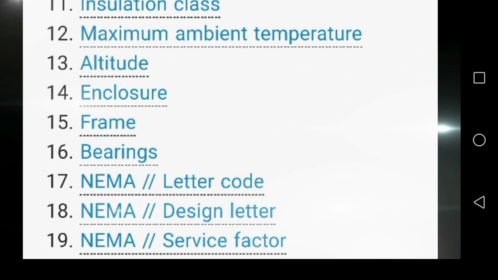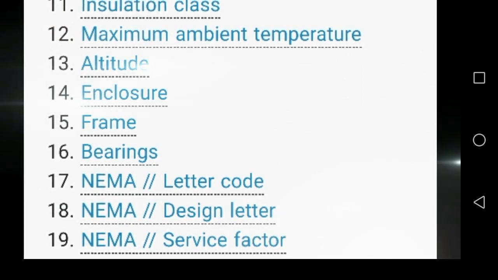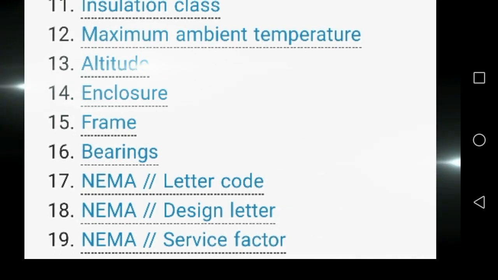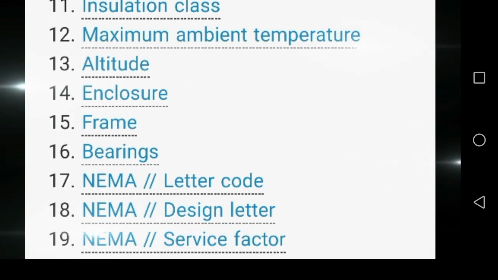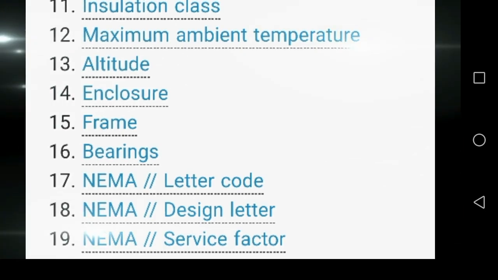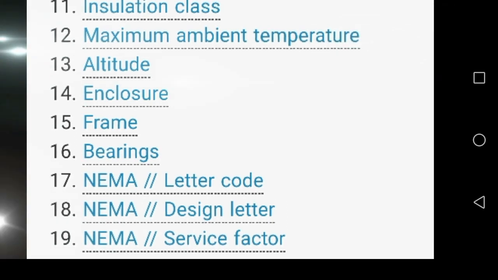Next is the enclosure. Enclosure gives the IP rating of the motor. Then frame, which normally gives the weight of the motor. And bearings, there are two types used, the non-driven bearing and the driven bearing. They help to support the motor's rotating parts.